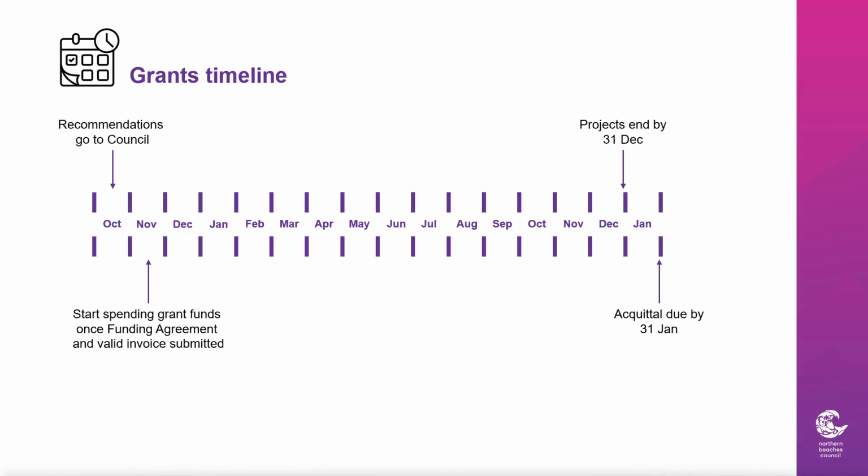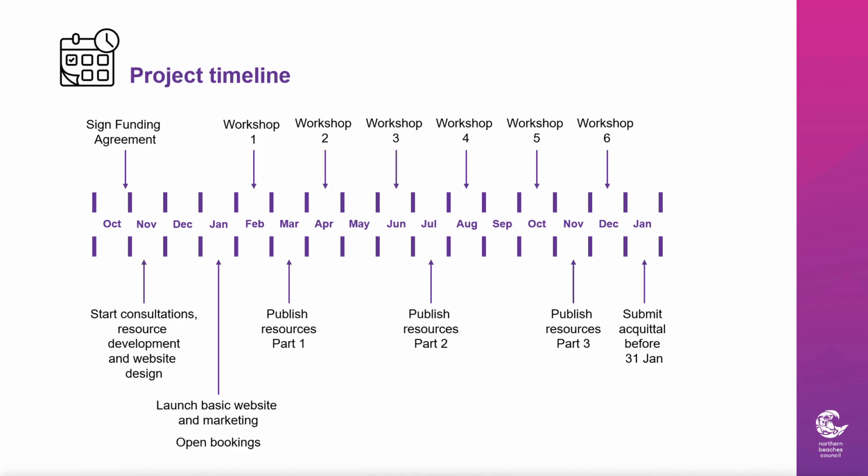They first look at the overall timeline to make sure they can work within those dates. Then, they plot out each step of their process. They plan to start consultations with relevant people as soon as they have submitted a funding agreement and valid invoice. This could be early November. They know they need to allow time for marketing the workshops, so they plan to do this at least 4 weeks before the first workshop.